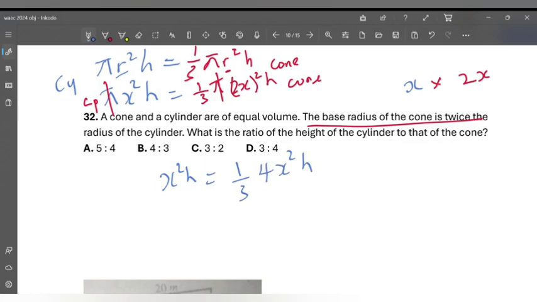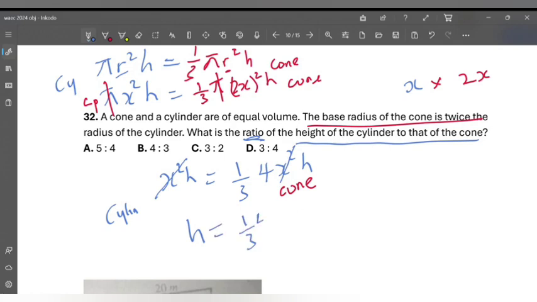Now, what does the question say we should do? It said, what is the ratio of the height of the cylinder to that of the cone? Pardon me, this is cone. I forgot to write it in red. So this is the cone and this is the cylinder. Before I divide, I notice that x squared can cancel out on both sides. So I have that the height of the cylinder is equal to 1 over 3 times 4 times height of cone.